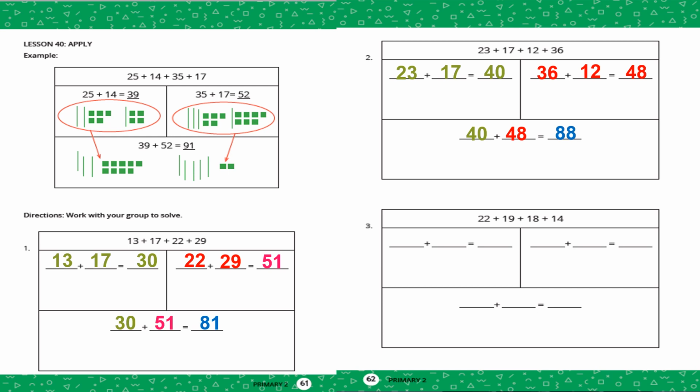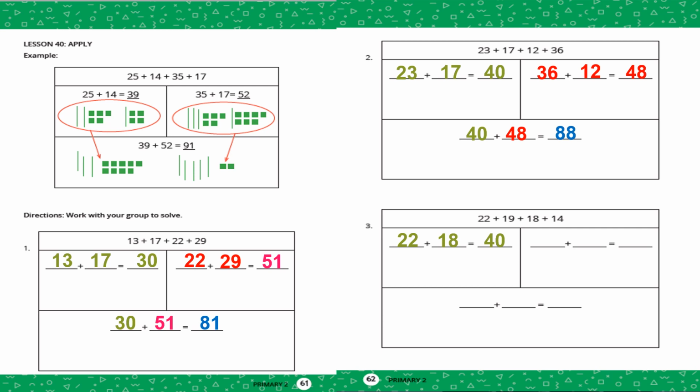Number 3. 22 plus 19 plus 18 plus 14. First, we will put two numbers together. 22 plus 18. 2 plus 8, after 8, 9, 10. So we will put 0 and carry up 1 in tens. 1 plus 2 equals 3. 3 plus 1 equals 4. So it will be 40.